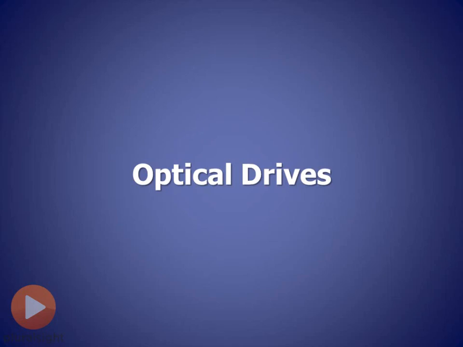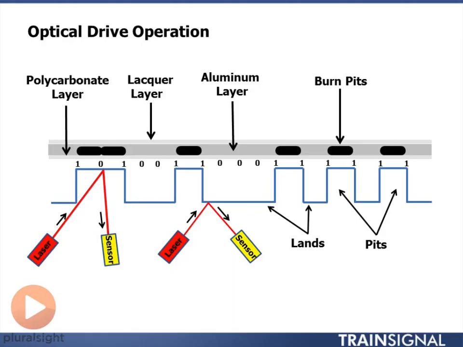Now moving forward into our optical drives. You know, CDs, DVDs, all that stuff. Here's the deal. Here's a little illustration for you. You've got your polycarbonate layer, your lacquer layer, your aluminum layer, and inside there you've got these burn pits. How is this all done? It's all done with lasers.